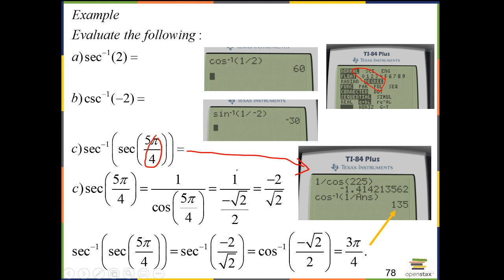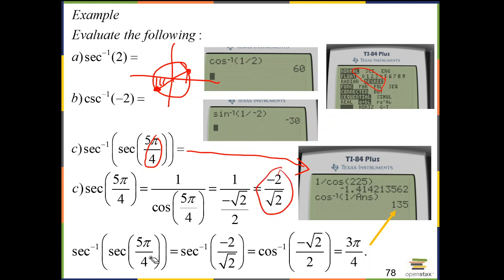Now, if you want to do it by hand, here is how it is done. First we find secant 5 pi over 4, which is 1 over cosine 5 pi over 4. And cosine 5 pi over 4, remember you have to use what? Reference angle. 5 pi over 4 is over here, so this is pi over 4. So cosine of this is the same as negative cosine pi over 4, right? So it's negative square root of 2 over 2. And 1 over this, you just take the reciprocal.